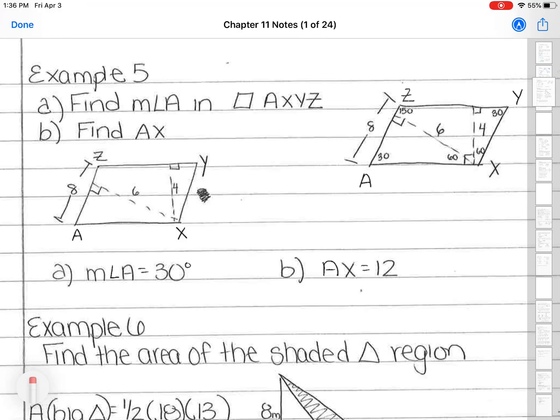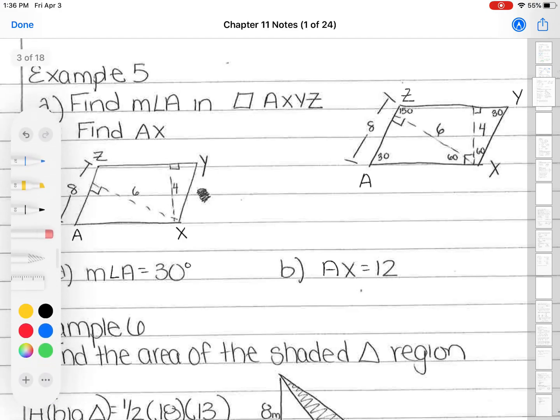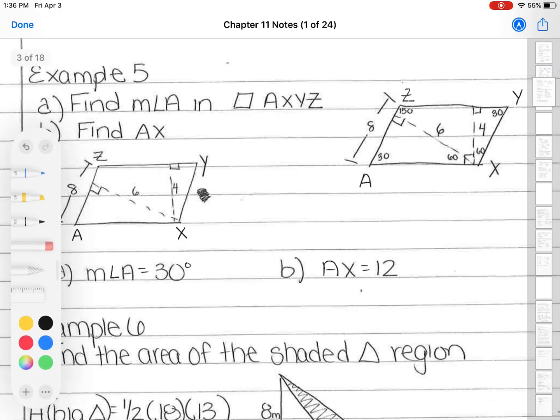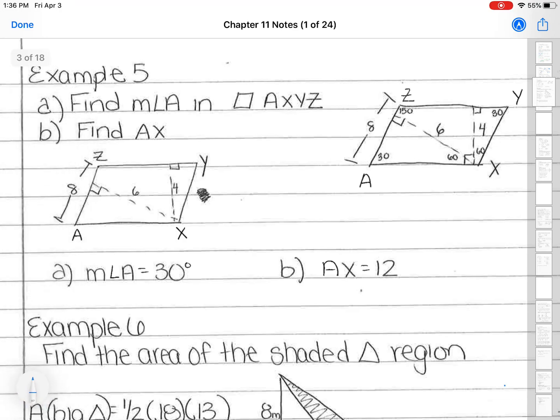So first things first, we have 2 dotted lines, so you have to be careful about that and make sure that you're only looking at one at a time. You know it's a parallelogram, which means you know that the opposite angles are congruent to each other. You know ZY is parallel to this guy. So if that's a right angle, we know this is going to be a right angle.